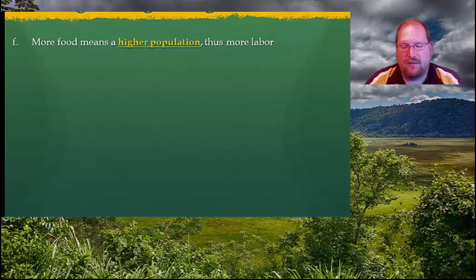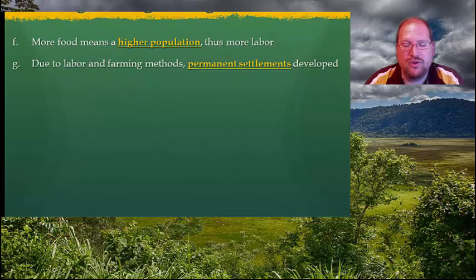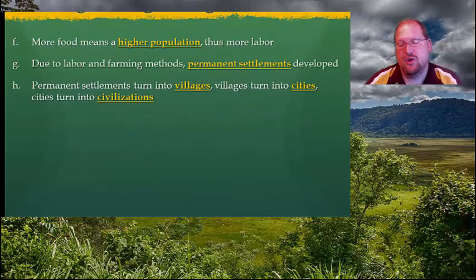Once the ability to farm and grow food had started taking root, more food provided for higher populations, and thus more laborers. Now we start seeing an early population explosion. And this holds true today. In areas where food increases, we also see an increase in population. Due to labor and farming methods, permanent settlements began to develop. From here, we see permanent settlements turn into villages, villages turn into cities, and cities turn into entire civilizations.